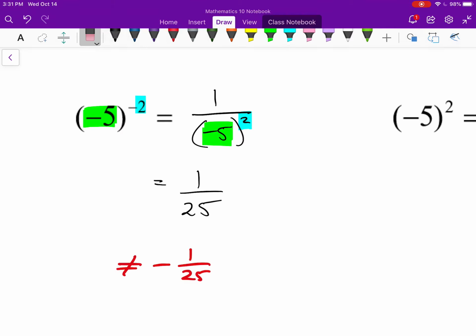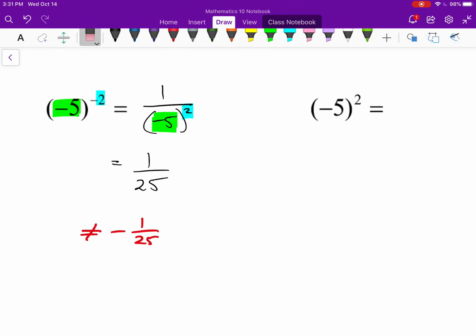So again, the whole thing, negative 5, is being raised to the power of negative 2. So the whole thing is being divided by twice. And again, when you divide by a negative twice, it makes sense we get a positive number.